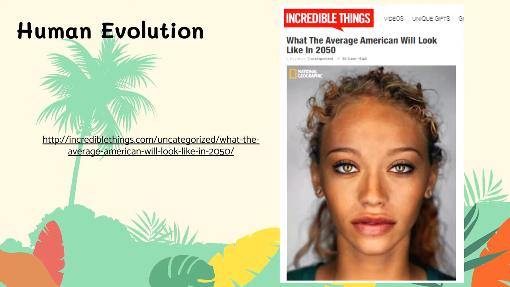And this one is from Incredible Things. This is actually a work from National Geographic Channel that took photos and tried to predict what the average American person will look like in 2050. Because of the mixing of races, because of the mixing and changes in the gene pool, you will see a drastic change in the phenotypic traits of an average American 30 years from now. So I also recommend that you visit this website, linked in the description below.